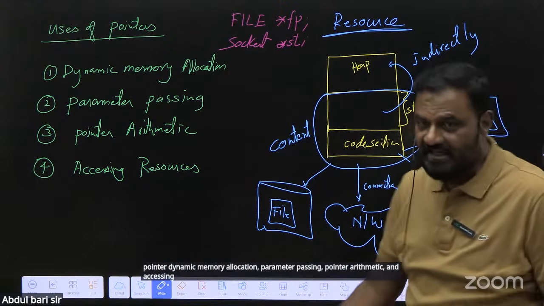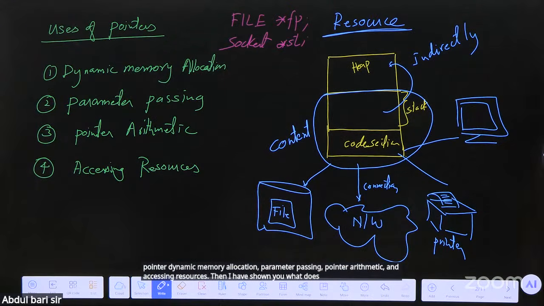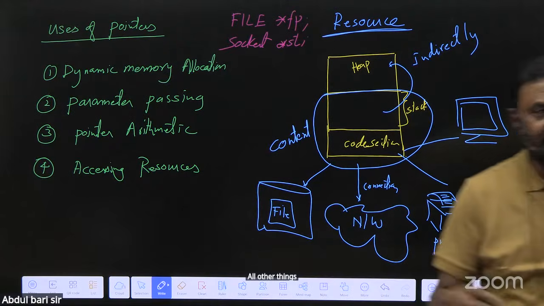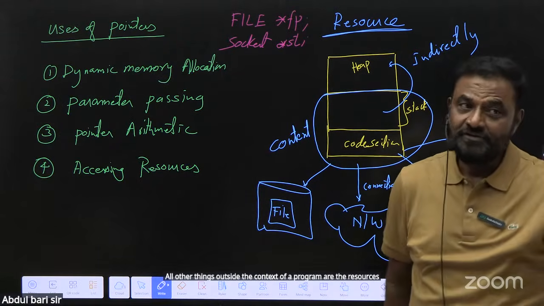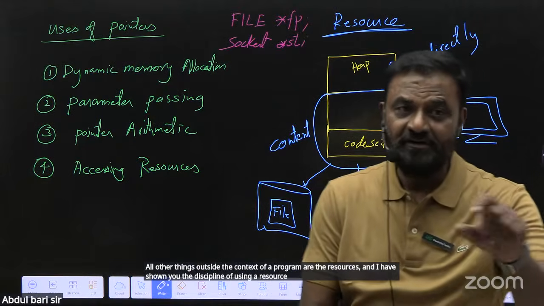Then I have shown you what are the uses of pointer: dynamic memory allocation, parameter passing, pointer arithmetic, and accessing resources. Then I have shown you what it means by accessing resources. All other things outside the context of a program are resources. And I have shown you the discipline of using a resource. Whenever you want a resource, take it.